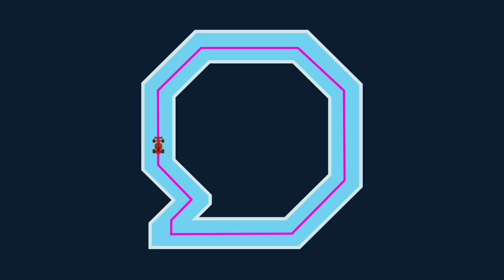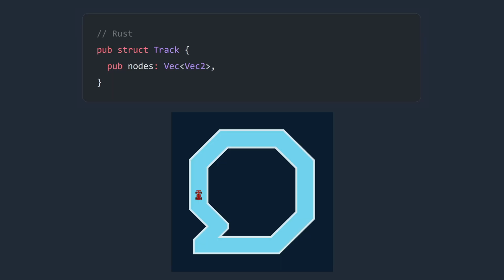Let's say we're building a respawn system for a racing game. Players steer their vehicles along a looping track, and if they fall off, we want to respawn them at the closest point along the track's center line. We can represent the track as an ordered list of position nodes, where each node connects to the next by a straight line segment along the track's center.